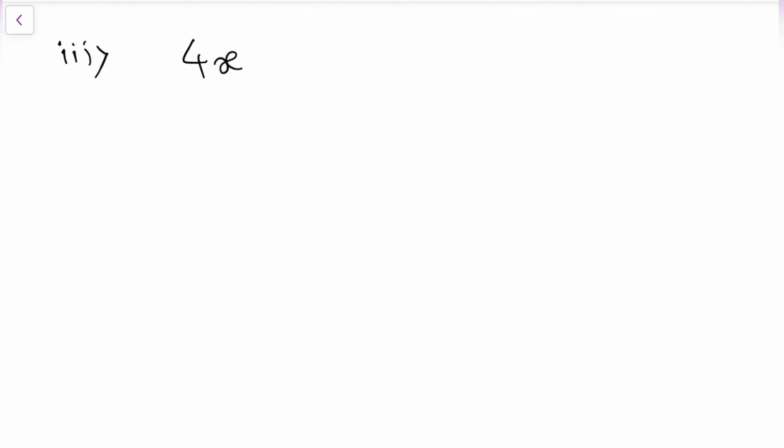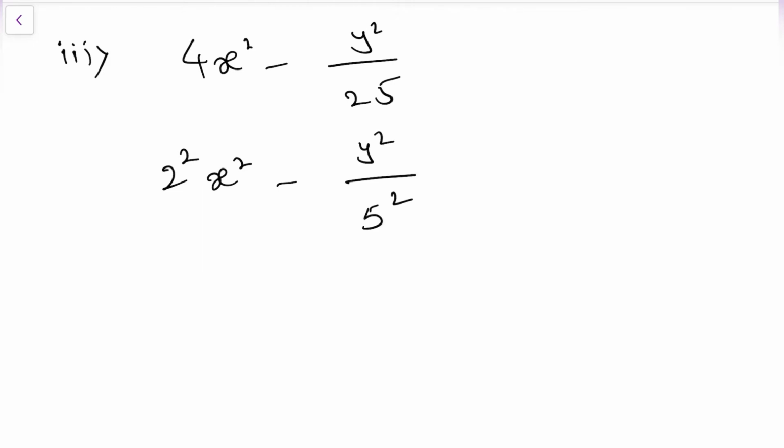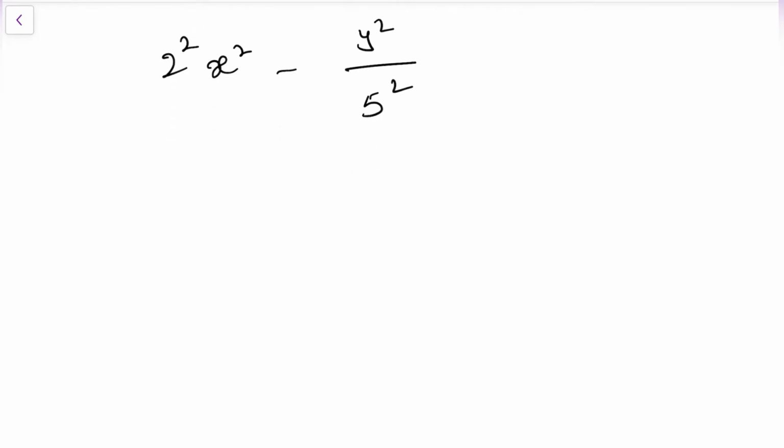4x² minus y²/25. Here 4x² is there, so 4 can be written as 2² x², minus y²/25, where 25 can be written as 5². 2² x² can be written as (2x)², minus y²/5² can be written as (y/5)².